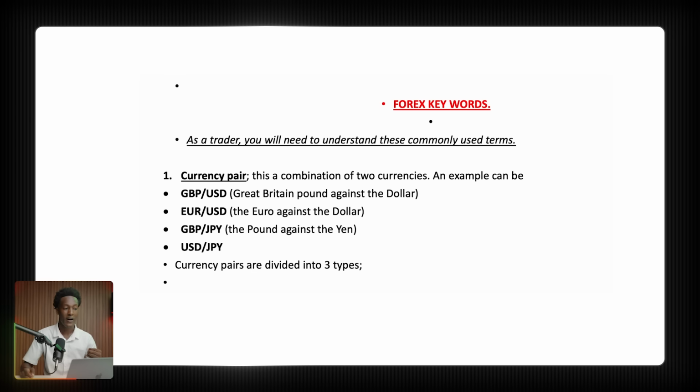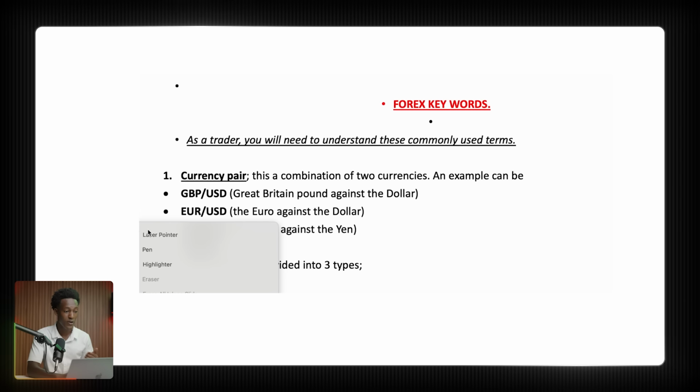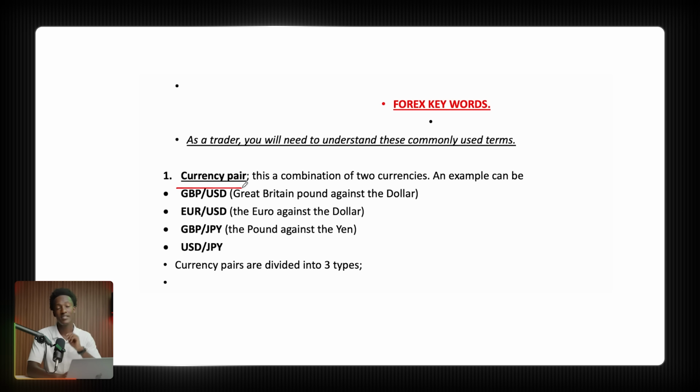Now, having created your first trading account, it's now time to interact with the Forex market. But firstly, let's understand the keywords used in trading. Number one, we have what we call a currency pair. As you can see, it's a pair, and that means it's a combination of two currencies. An example could be GBPUSD, EURUSD, GBPJPY, USDJPY, and many more. So what's happening when we are trading is we have two transactions all happening at a go.